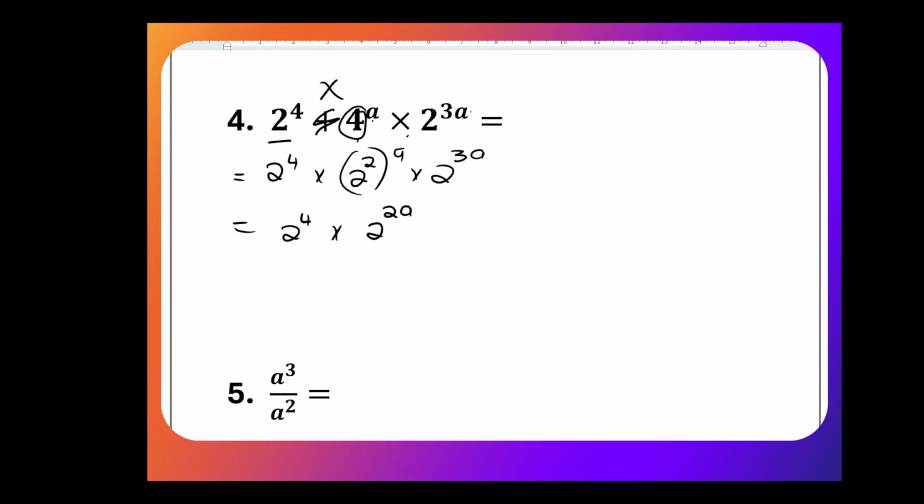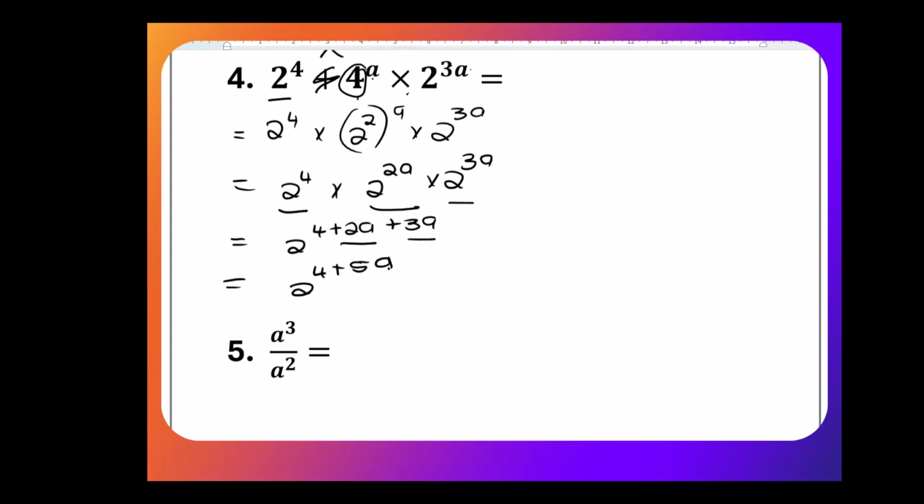Remember rule number 3, 4, and 5. The moment you have brackets, you multiply the exponents of each other. Multiply 2 to the exponent 3a. Again, the base is the same. We multiply, we add. So I'm going to have 2 to the exponent 4 plus 2a plus 3a. This is like terms or similar terms. That gives you 2 to the exponent 4 plus 5a.